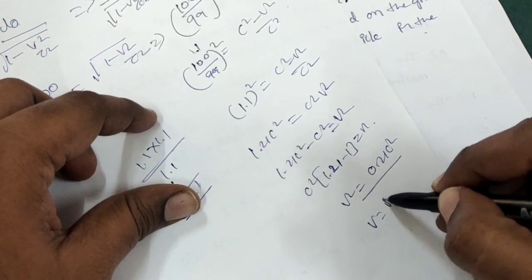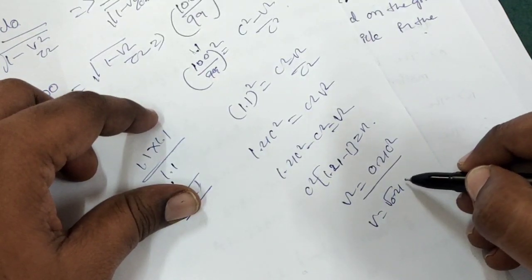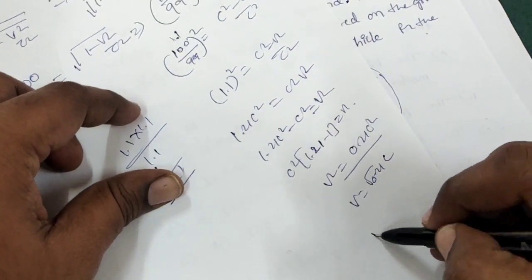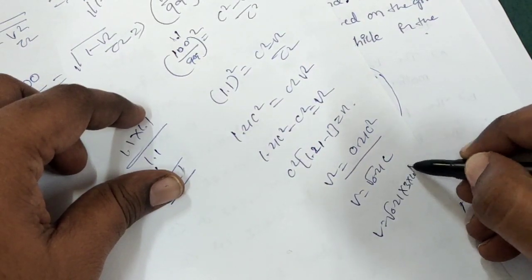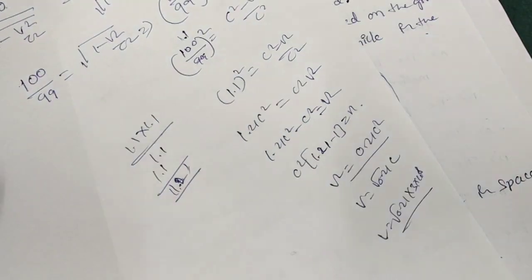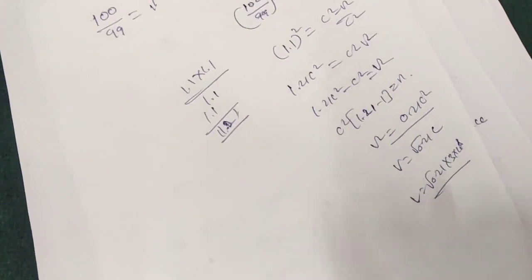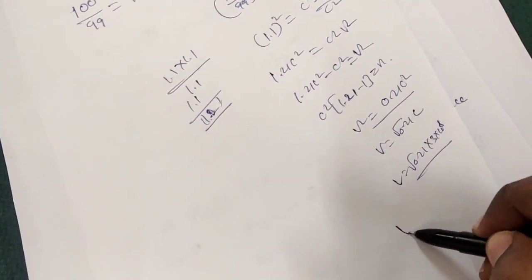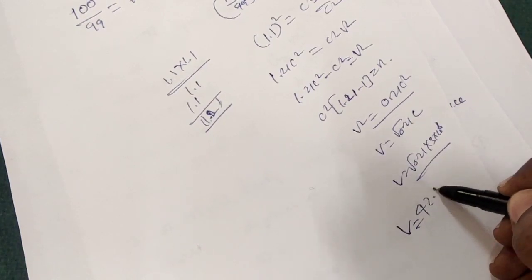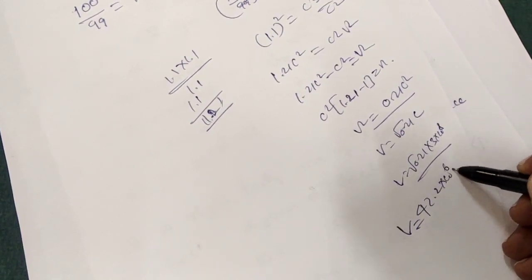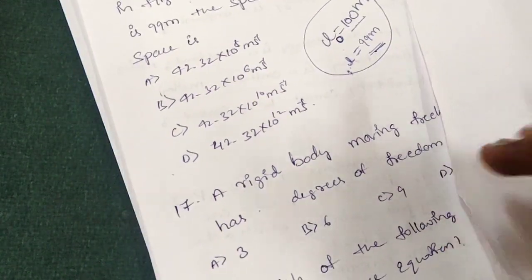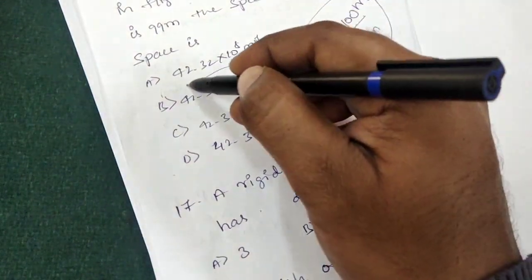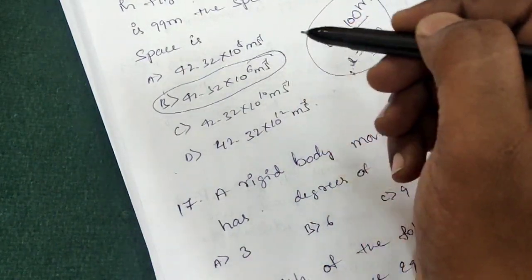V is equal to square root of 0.21 into c. So v is equal to square root of 0.21 into 3 into 10 to the power of 8. After solving this, we will get v is equal to 42.2 into 10 to the power of 6 meter per second. Okay, so option B is correct.